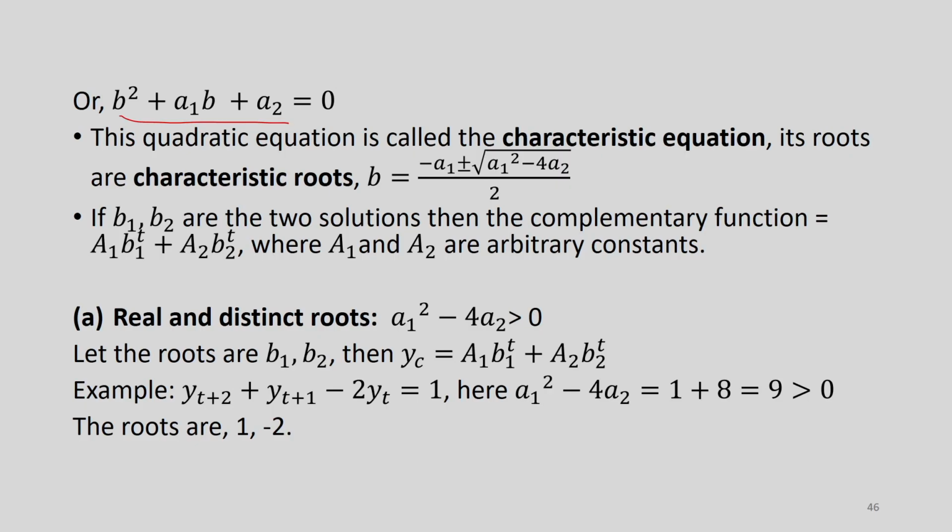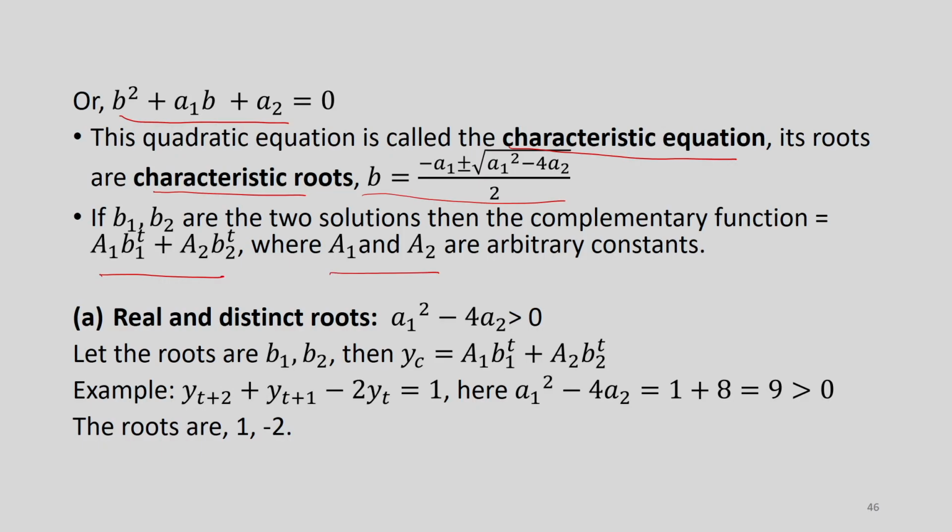This is a quadratic equation in b. In particular, this is called the characteristic equation, and its roots are called characteristic roots, given by the form minus a1 plus or minus the square root of (a1 square minus 4 a2), the whole thing divided by 2. These are two characteristic roots: if we take the plus sign, that gives one root, and if we take the minus sign, that gives the second root. If b1 and b2 are the two solutions, then the complementary function is written as capital A1 b1 to the power t plus capital A2 b2 to the power t, where A1 and A2 are arbitrary constants.